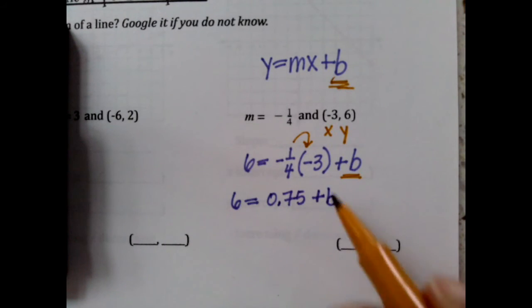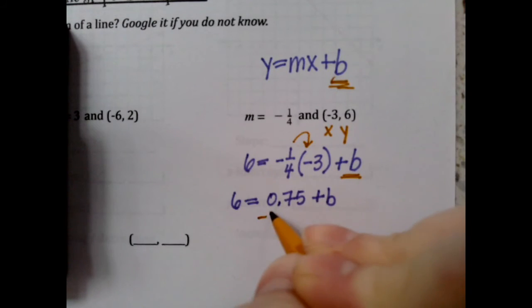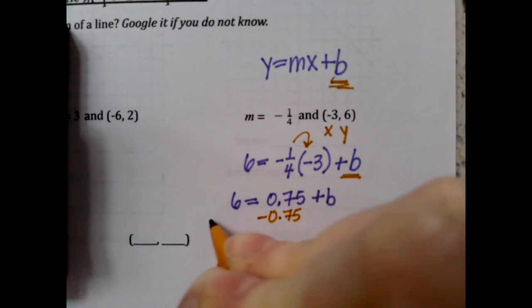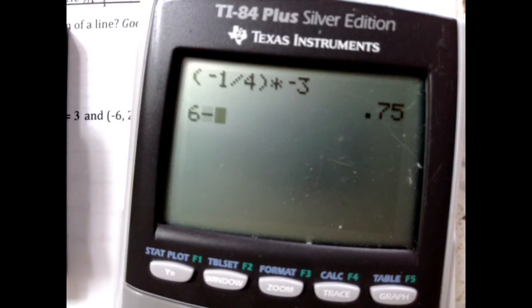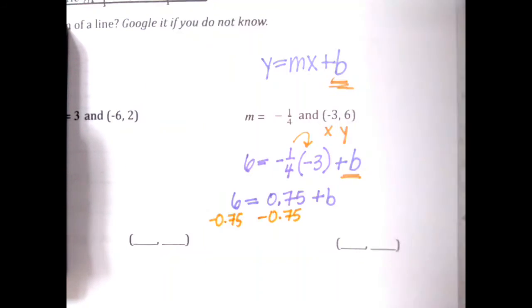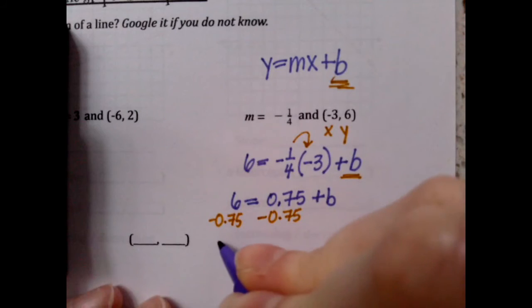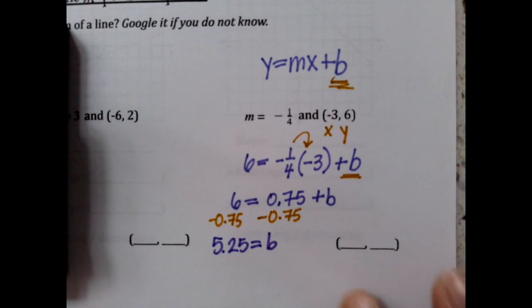Then if I'm trying to get b by itself, I do need to get rid of this piece, and since it is positive, I'm going to do that by subtracting 0.75. And 6 minus 0.75 is 5.25. So I get 5.25 is equal to b.